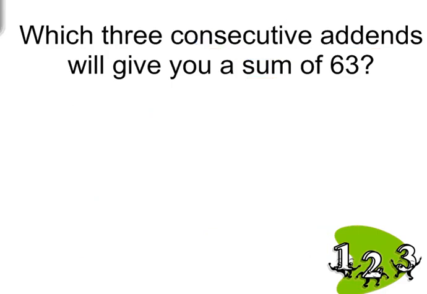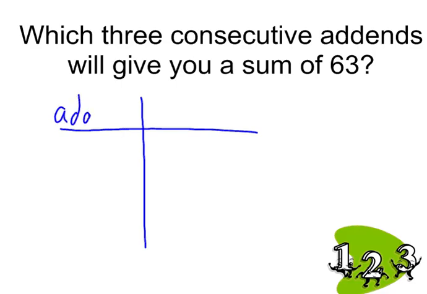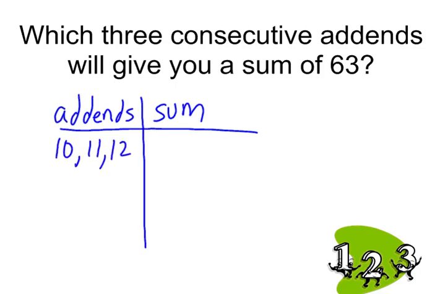So I'm going to make a little T-chart, and I'm going to make my guess over here, and then we're going to check it. So I don't know. Let's see. What three numbers would make 63? I'm going to start with 10, 11, and 12. Well, if you add up 10, 11, and 12, you get 33 as your sum. My guess is too low because I want 63.